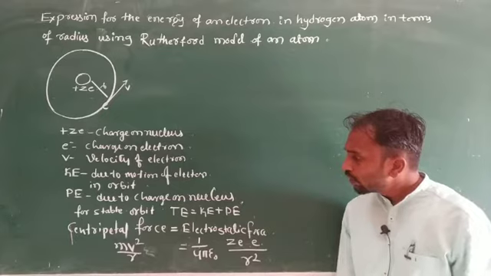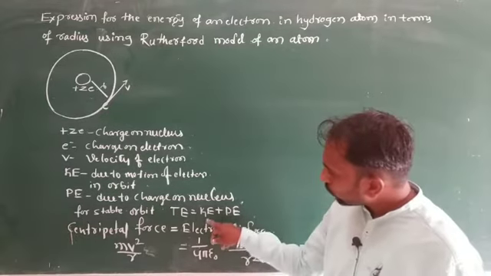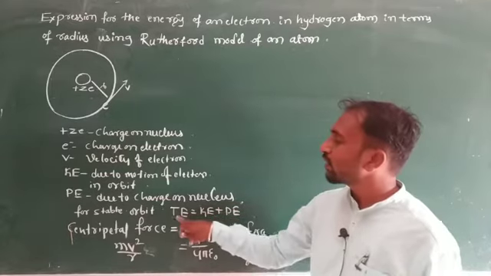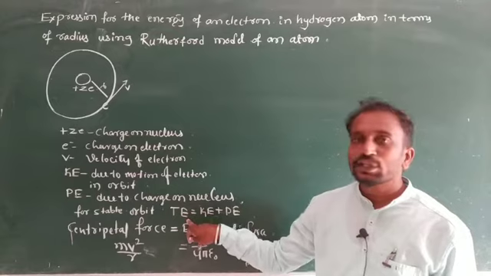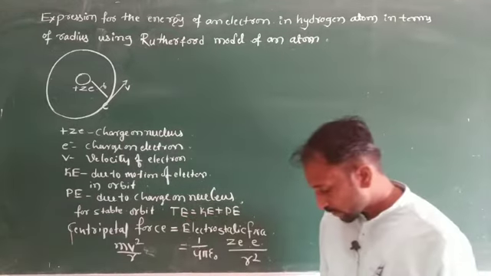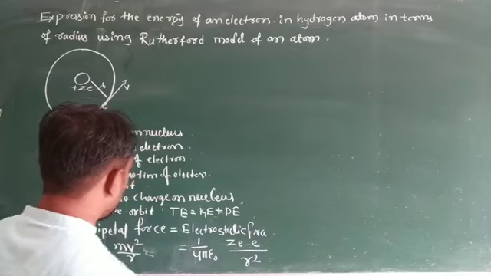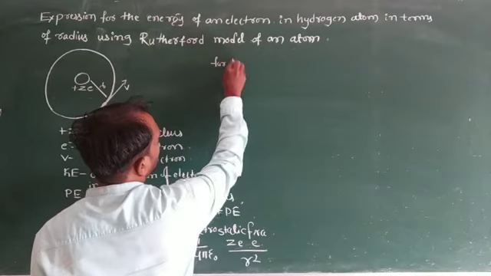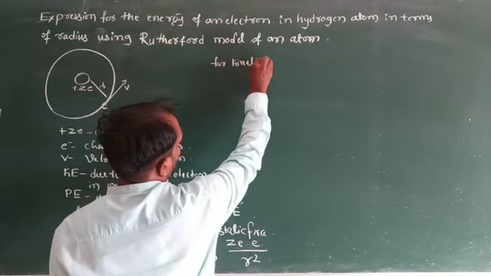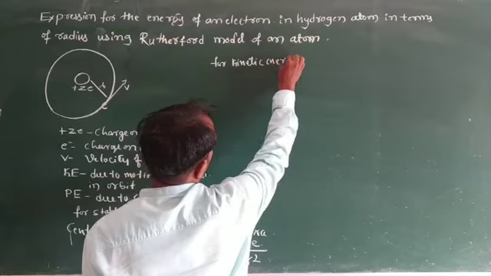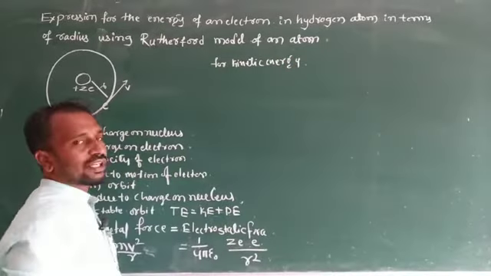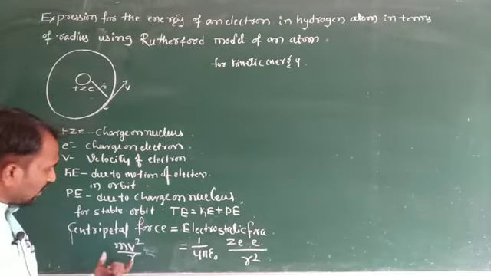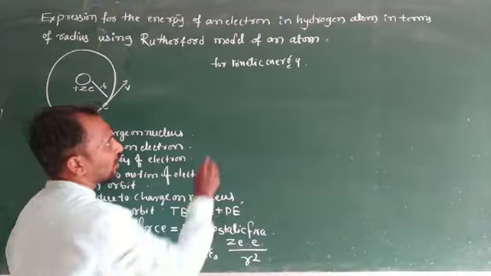Next, first we want to calculate kinetic energy, then afterwards potential energy. If we add these two energies, then we get the total energy of an orbit. So first we want to calculate the kinetic energy. You know the formula: kinetic energy is nothing but half mv square, but here we consider mv square divided by r.